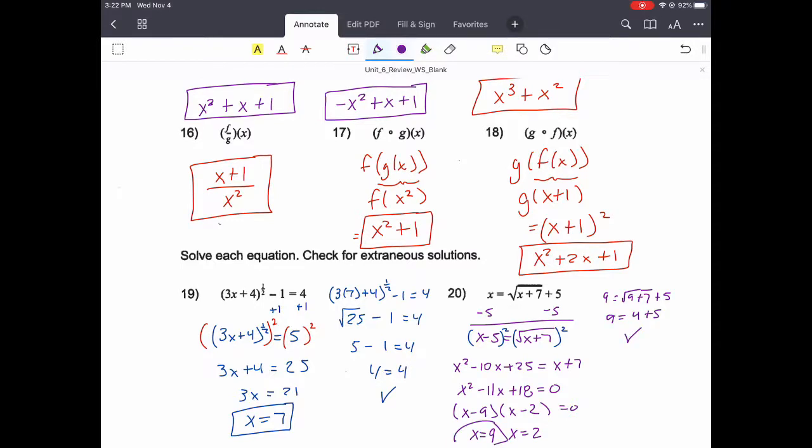And then we'll try 2. So 2 equals the square root of 2 plus 7 plus 5. This is 9. 9 square root is 3. So 3 plus 5 does not equal 2. So 2 is not a good solution. It's extraneous.